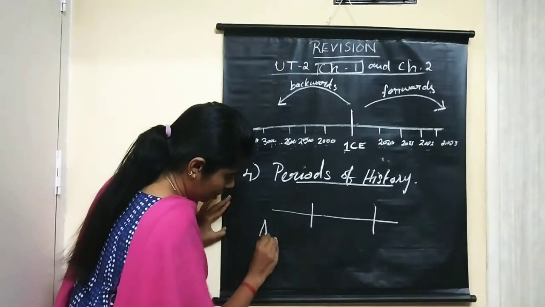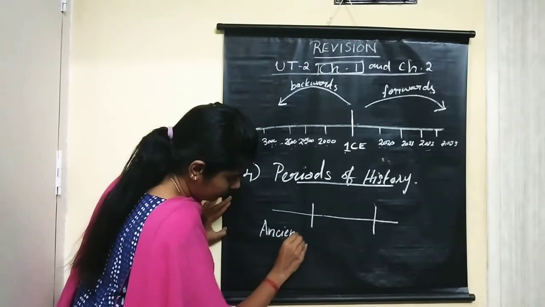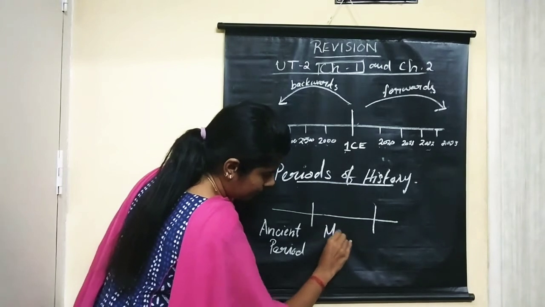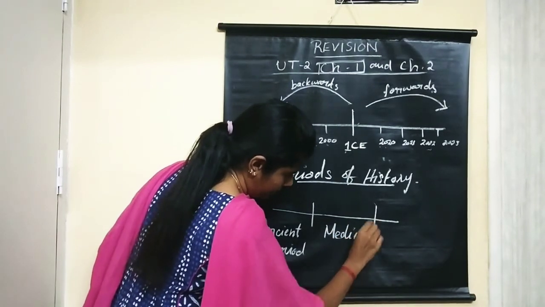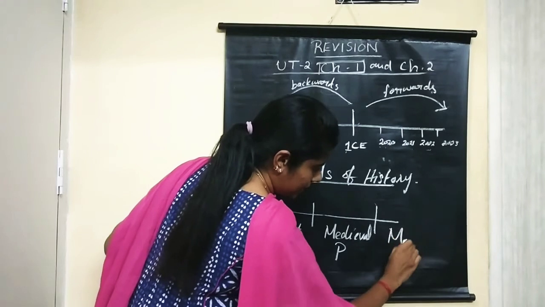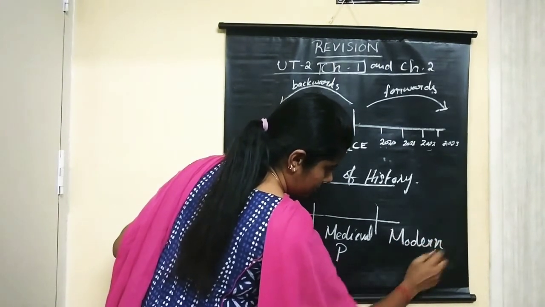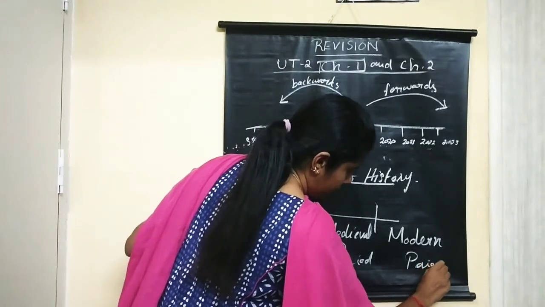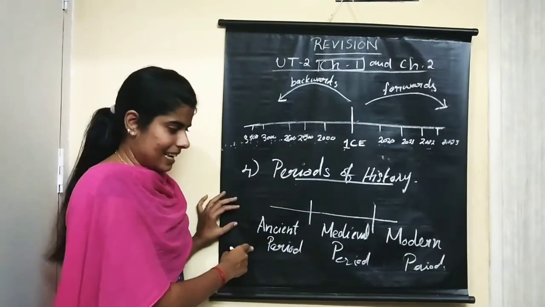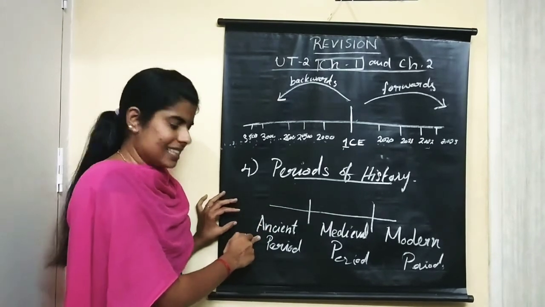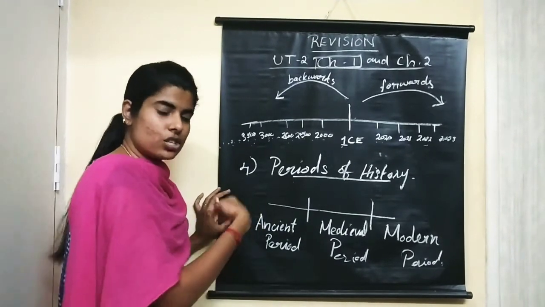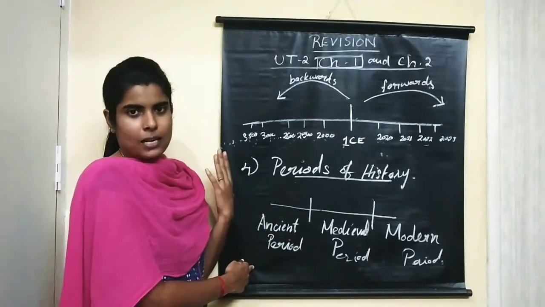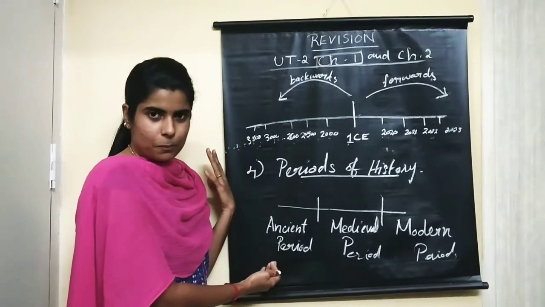They are ancient period, medieval period and modern period. Okay. So we are dividing history into 3 segments. So what are we studying in the ancient period, or what does the ancient period represent? So the events that occurred in the very distant past denote the ancient period.